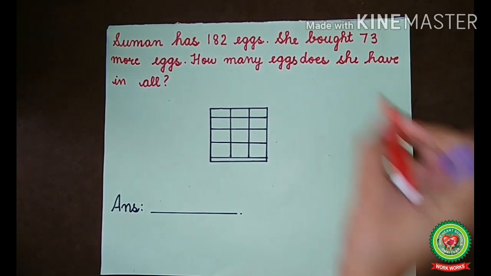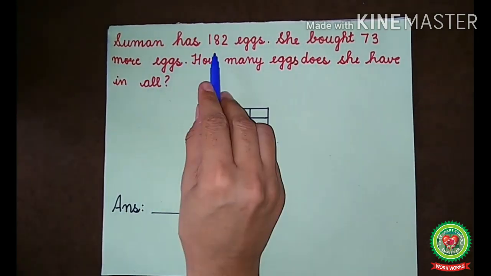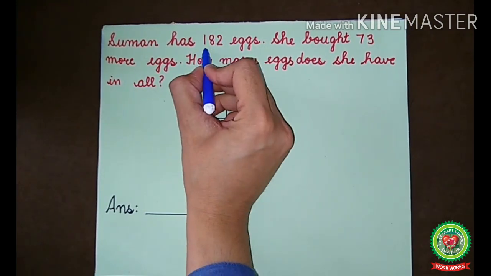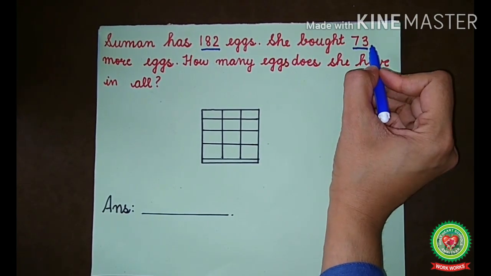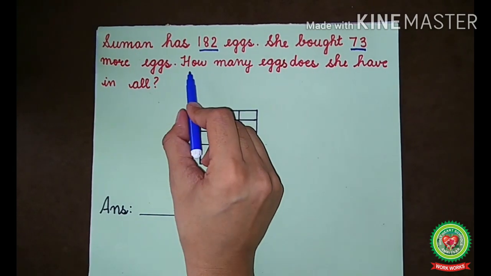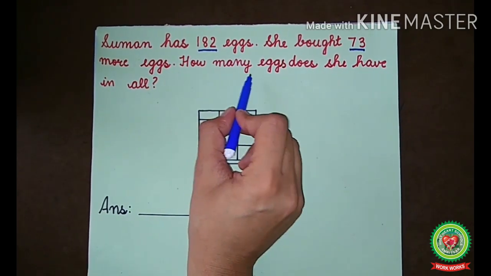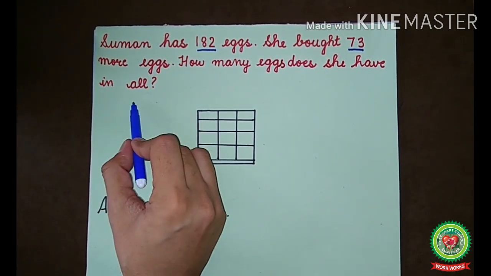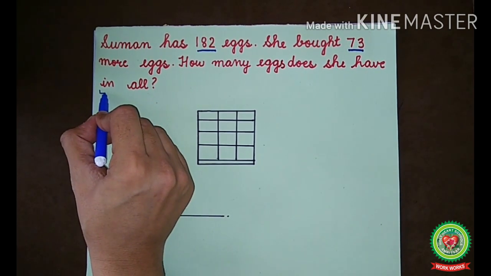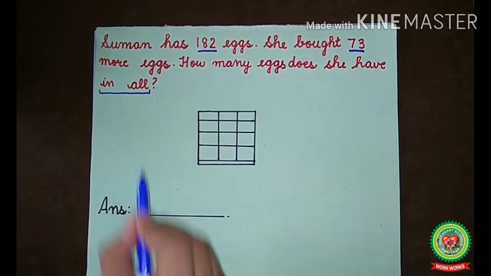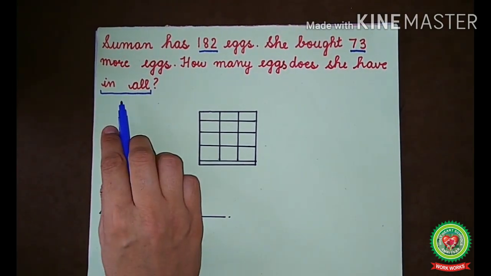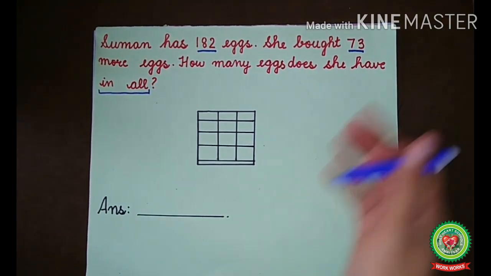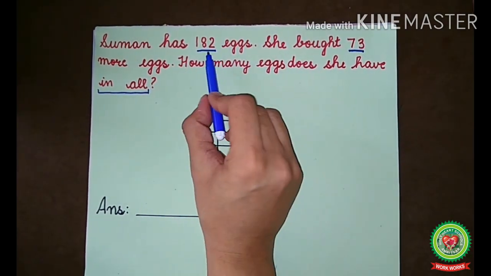Now we will read the statement again. Suman has how many eggs? 182 eggs. And she bought how many more eggs? 73 eggs. Now what do we have to find? How many eggs does she have in all? Children, as discussed before, whenever total, in all or altogether comes, that means this is the sum of addition.